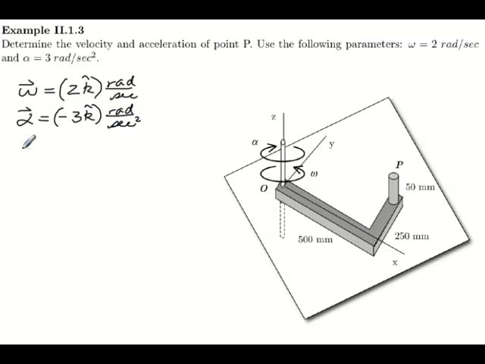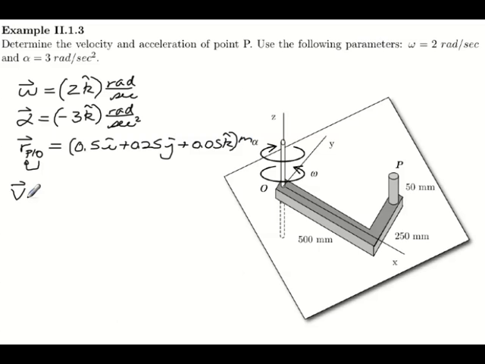I'm going to use an acceleration equation which is referenced back to point O. So I'm going to need the vector which goes from O to P. As I go from O to P, if I write that out in meters, it's 0.5 in the i, it's 0.25 in the j, and it's 0.05 in the k. Again, this is in meters. Okay, so let's do the velocity part first.